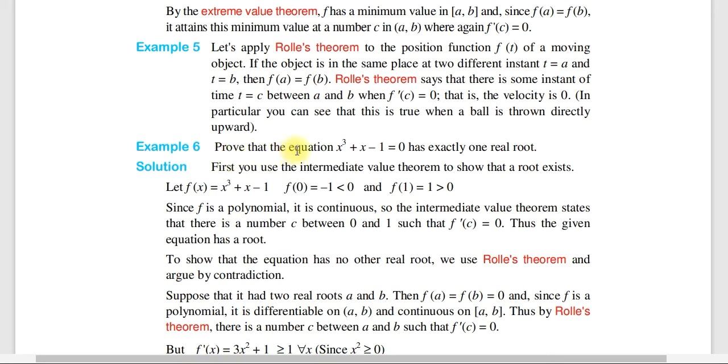Another example: prove that the equation x cube plus x minus 1, which is equal to 0, has exactly one real root. First you use the intermediate value theorem to show that the root exists.